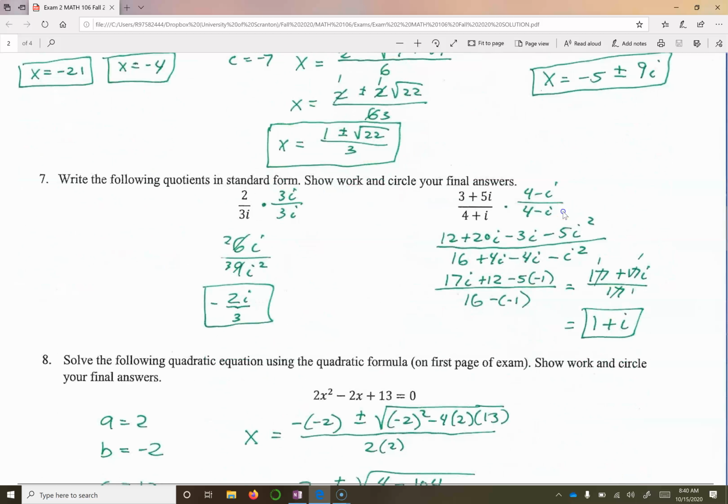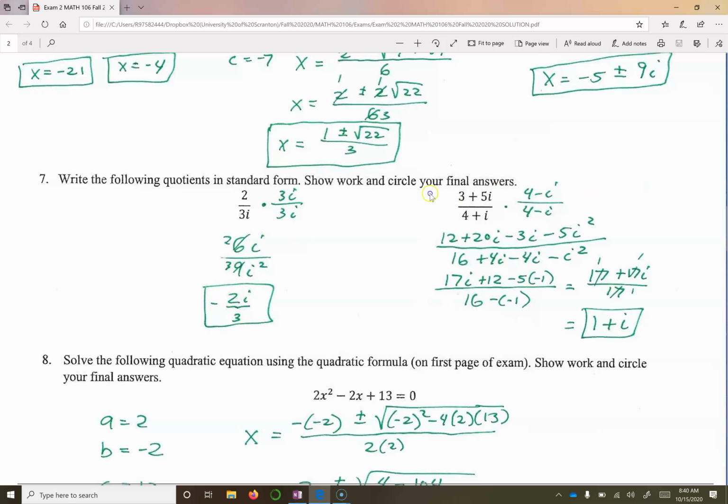7 had a lot of issues. Write these quotients in standard form. So we're just rationalizing the denominator. What we had to do here, I just took the denominator 3i and multiplied by 3i over 3i, and that gets rid of the i in the denominator, and you end up getting negative 2i over 3.